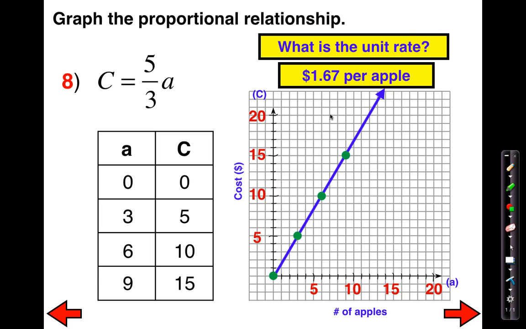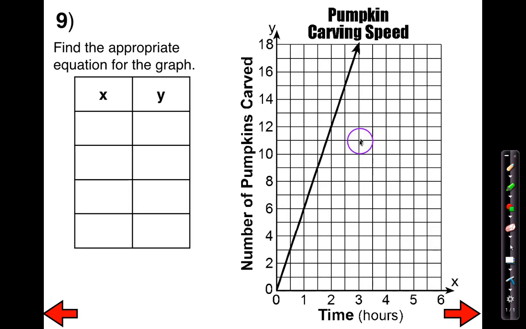Don't just accept the information. I want you to analyze that piece of information. Why in the world should an apple cost $1.67? That is not reasonable, okay? So now, moving on, let's take a look at number 9. Here the instructions say find the appropriate equation for the graph.